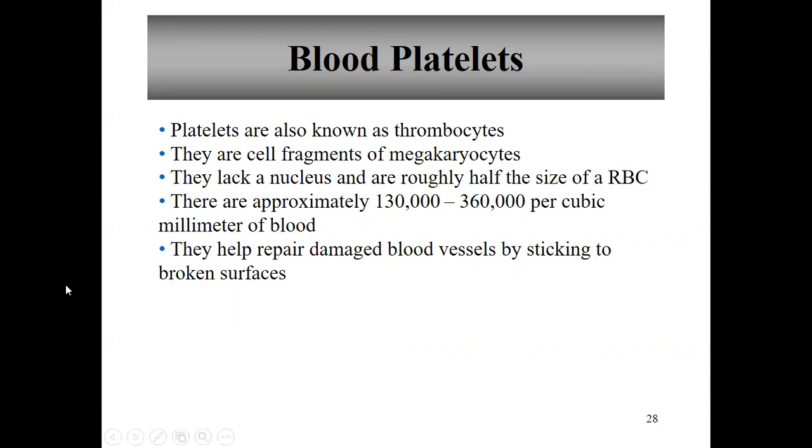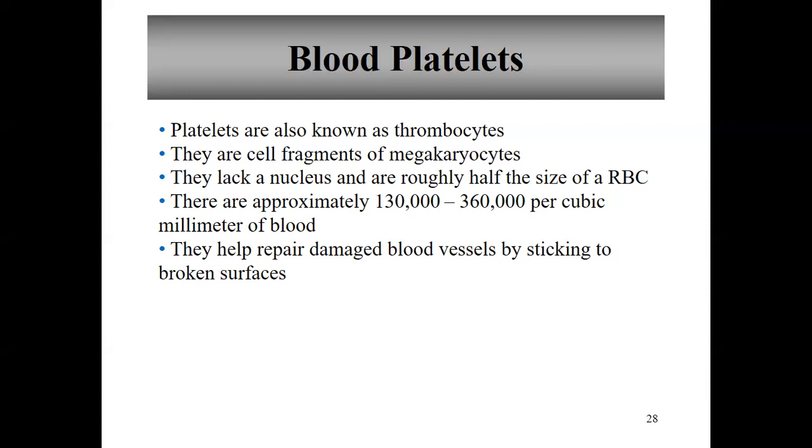Platelets lack a nucleus. Again, they are pieces of a cell, so it won't necessarily have a nucleus because it's not a full cell. And these pieces are roughly about half the size of a red blood cell. So pretty small. There are approximately 130,000 to 360,000 platelets per cubic millimeter of blood. Remember, these are cell fragments.